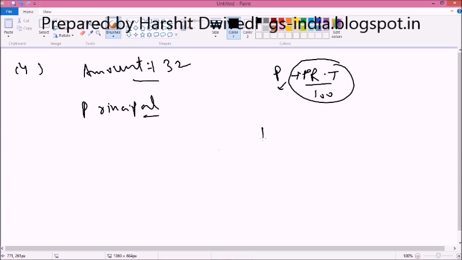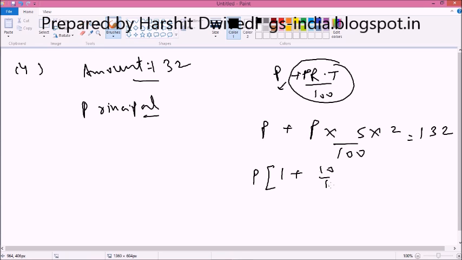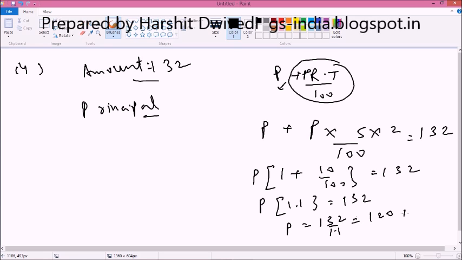So obviously, suppose the principal is P and the interest will be P into R. What is R? R is 5%. Time is 2, divided by 100. It becomes 132. Take P as common. When we take P as common, we get 1 plus 5 into 2 by 100 is equal to 132. So P into 1 plus 10 by 100, which is 1.1, is equal to 132. Then P will become 132 upon 1.1. 120 rupees is the answer. That is, the present worth is rupees 120.